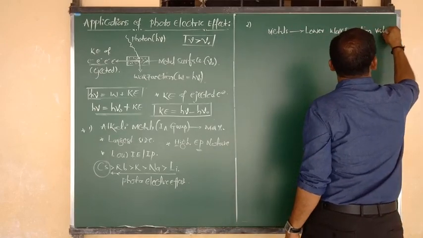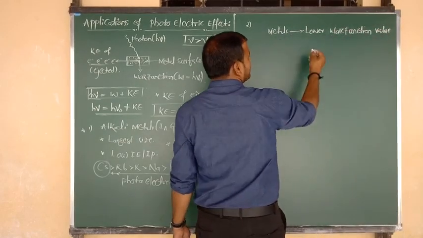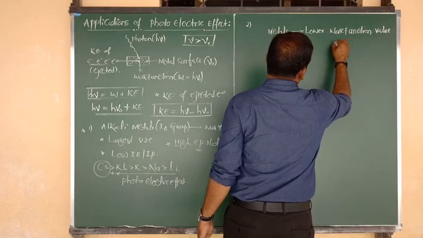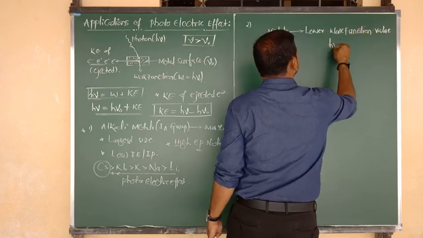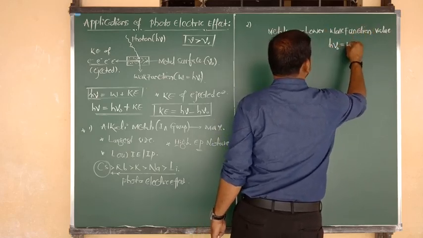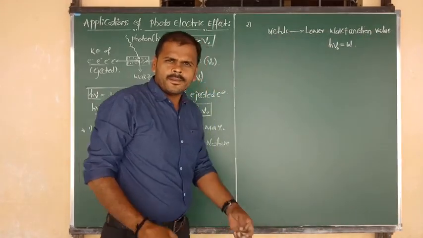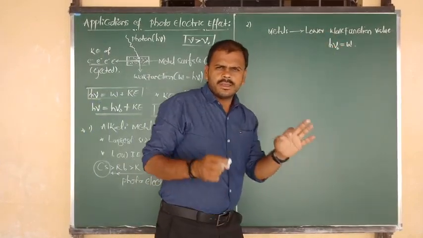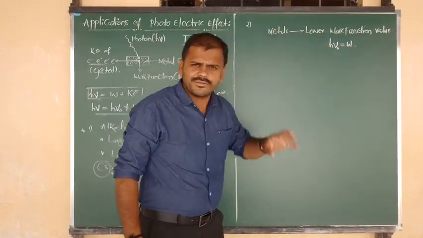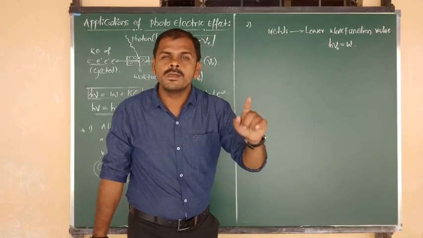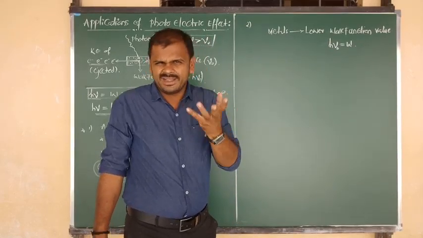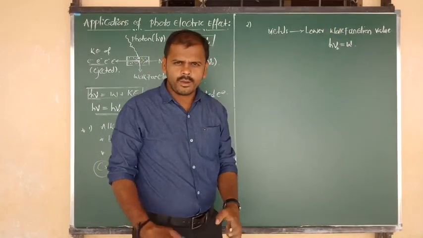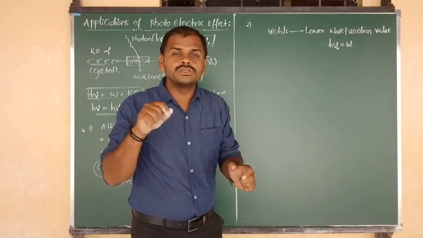Lower work function value. What is meant by work function? The symbol of work function is nothing but what? W. And we can also write another formula: h nu naught is equal to W. Once again, metals with very low work function values show maximum photoelectric effect. Sir, how? We didn't understand. I will give you the meaning. Yes, the symbol of work function is W, and another name for work function is threshold energy.